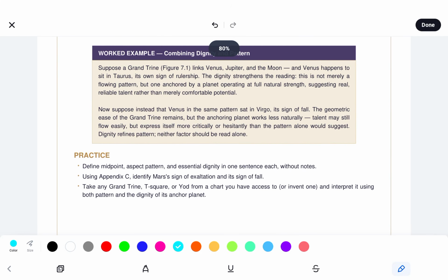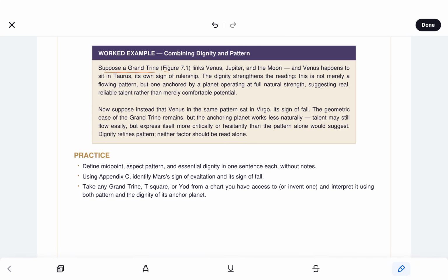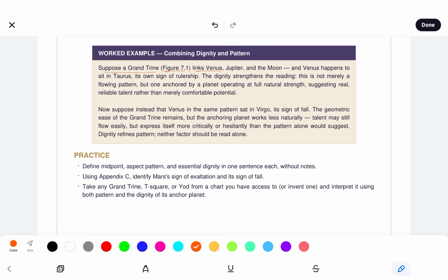This worked example: suppose a grand trine, figure 7.1, links Venus, Jupiter, and the Moon, and Venus happens to sit in Taurus, its own sign of rulership. The dignity strengthens the reading. This is not merely a flowing pattern, but one anchored by a planet operating at full natural strength, suggesting real, reliable talent rather than merely comfortable potential.